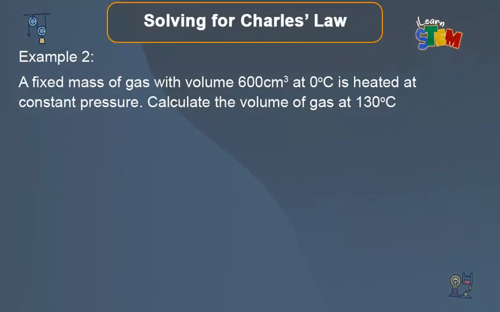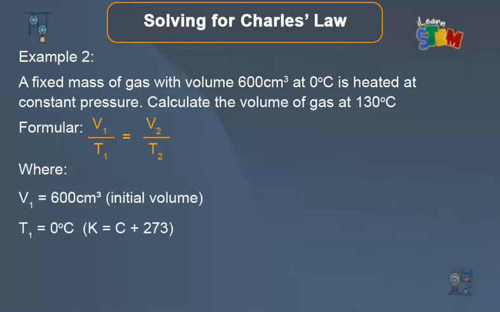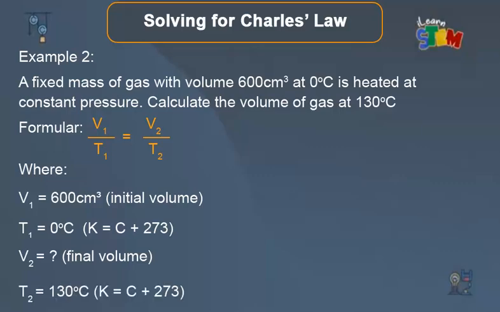A fixed mass of gas with volume 600 centimeters cubed, at 0 degrees Celsius is heated at constant pressure. Calculate the volume of gas at 130 degrees Celsius. This problem involves Charles's law, which states V1 all over T1 equals V2 all over T2, where V1 is equal to 600 cm cubed, initial volume. T1 is equal to 0 degrees Celsius, which would be converted to Kelvin. V2 equals final volume. T2 is equal to 130 degrees Celsius, which would also be converted to Kelvin.